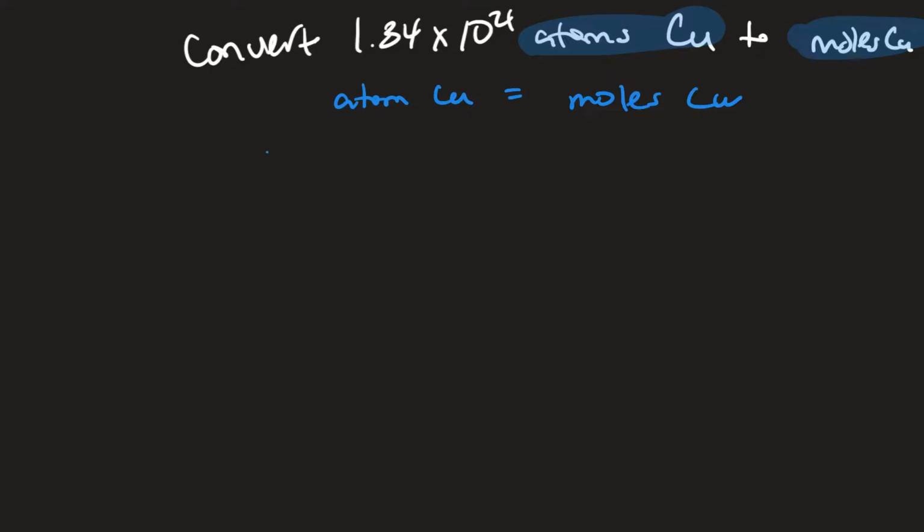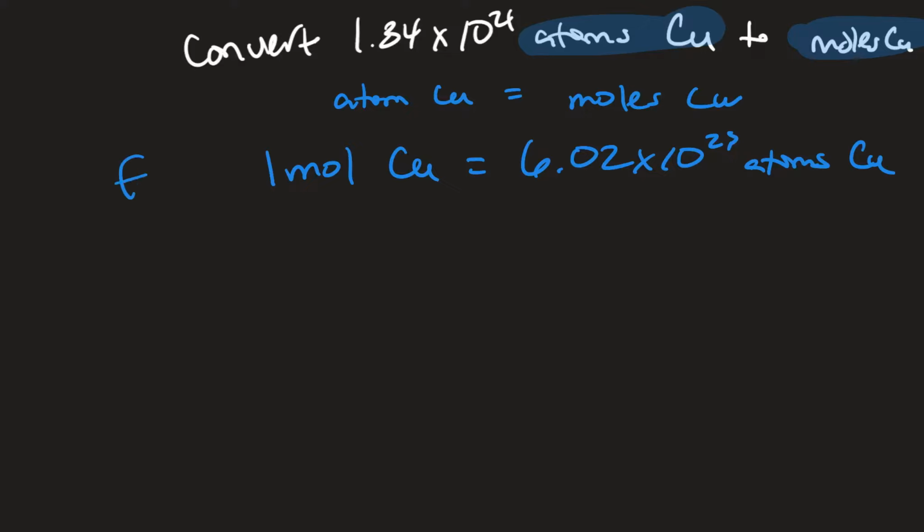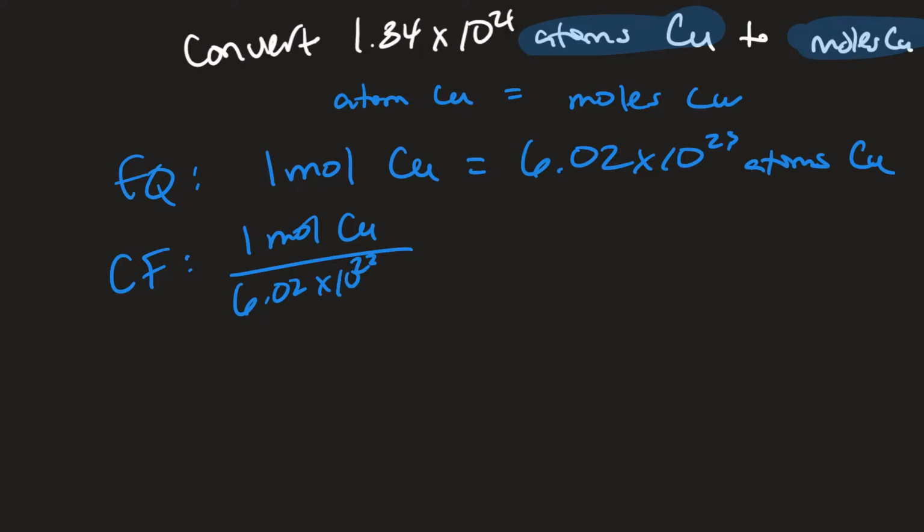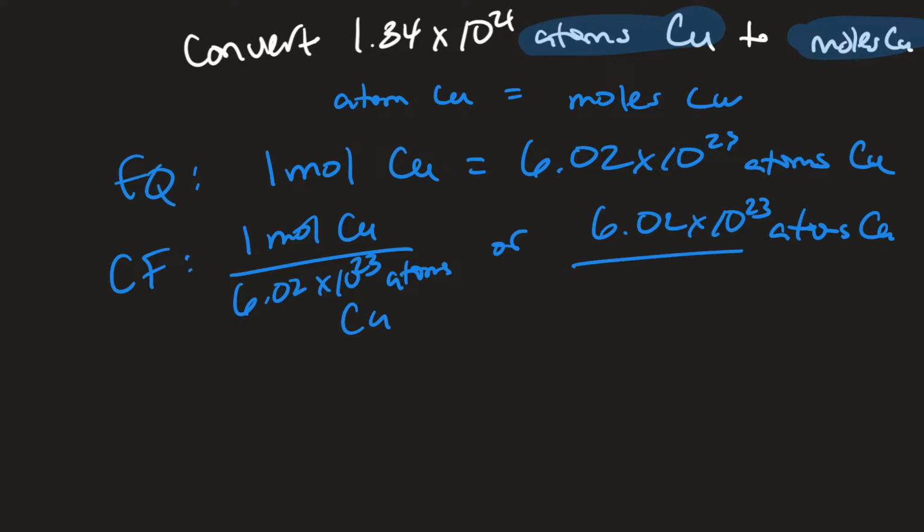Well, we do know that for every 1 mole of copper, there are 6.02 times 10 to the 23rd atoms of copper. That's our equivalence statement, okay? That's what we know. So from here, let's come up with our two possible conversion factors. You can either have 1 mole of copper over 6.02 times 10 to the 23rd atoms of copper, or 6.02 times 10 to the 23rd atoms of copper over 1 mole of copper.